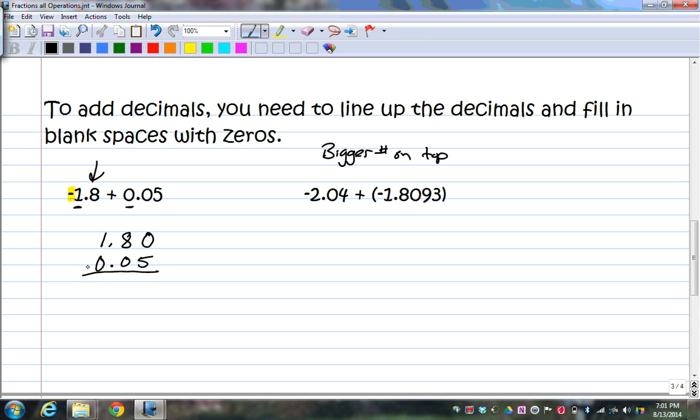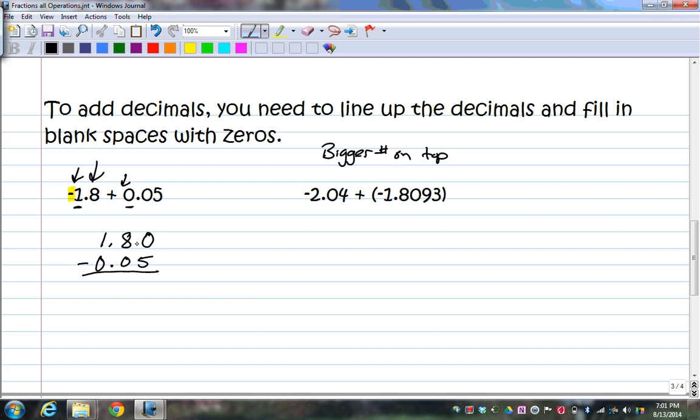This is where doing neat work is extremely important, because if your columns are off a little bit, you might not realize that a 0 is supposed to go up there. Now we can look back at the signs. We have different signs. One is negative, one is positive. So that means we have to subtract these two numbers.